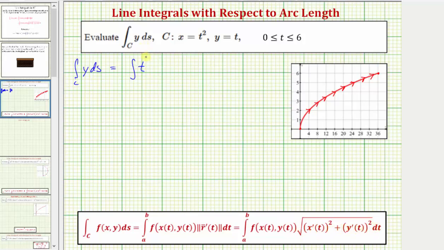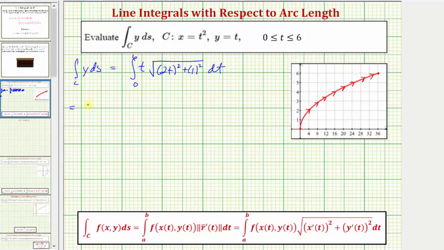So we'd have the square root, and then because x equals t squared, x prime of t is equal to 2t, and because y equals t, y prime of t is equal to 1. So we'll have the square root of (2t) squared plus 1 squared dt. And now for limits of integration for t, we're given that t is on the closed interval from 0 to 6, so we integrate from 0 to 6 with respect to t.